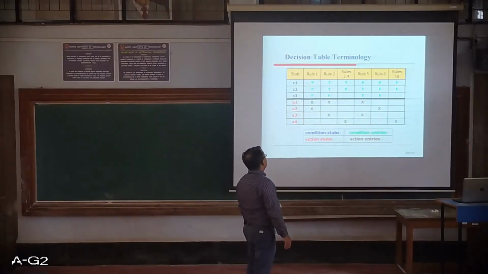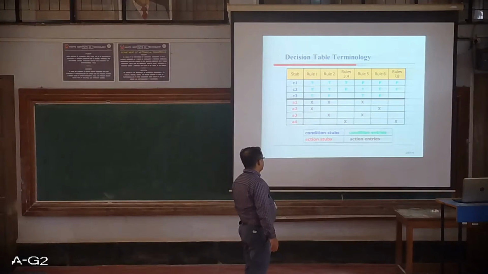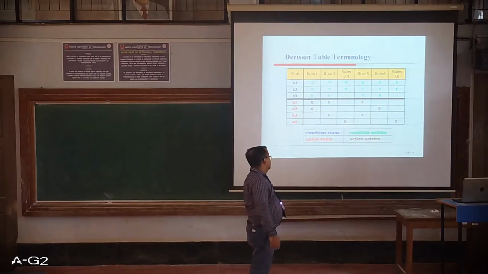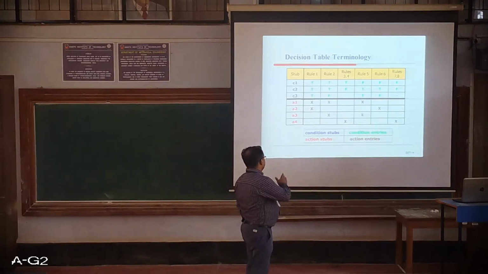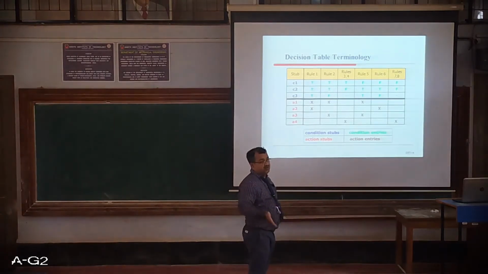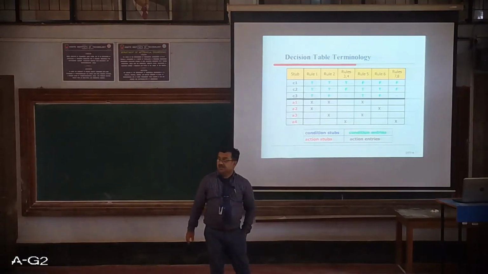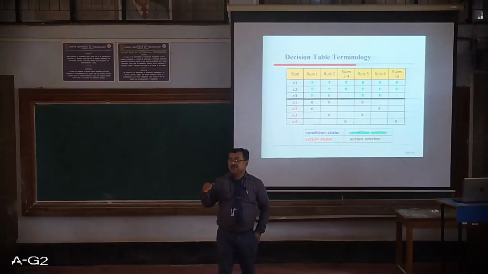Similarly, for rule 3-4, if condition C1 is true and condition C2 is false, then action A4 should be taken. Here it is 3-4 because C3 does not matter; it is either true or false. So for rule 3, suppose C3 is true, then action A4 should be taken, or if C3 is false, A4 should still be taken, because it does not matter whether condition C3 is true or false.